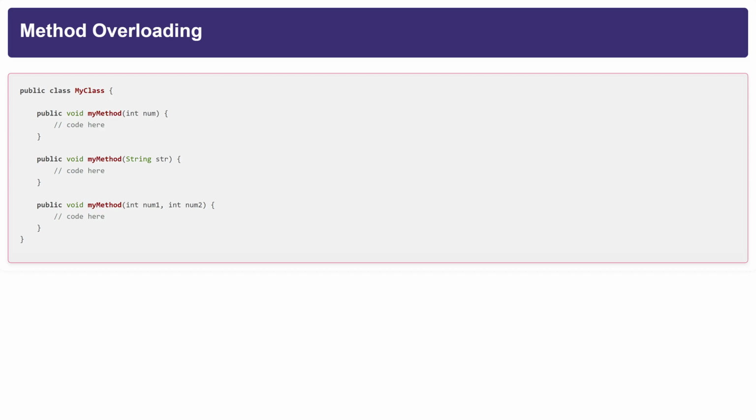In this example, the class myClass has three methods named myMethod. The first method takes an int parameter, the second method takes a string parameter, and the third method takes two int parameters. The actual implementation of the methods is not shown here, but you can imagine that each method would perform a different task based on the type and number of arguments provided.